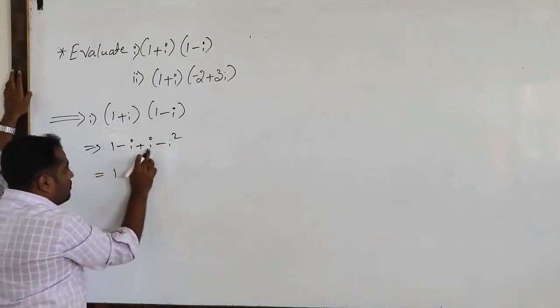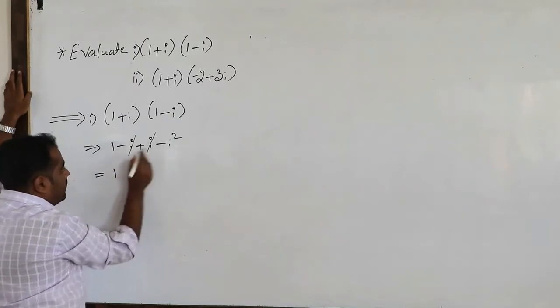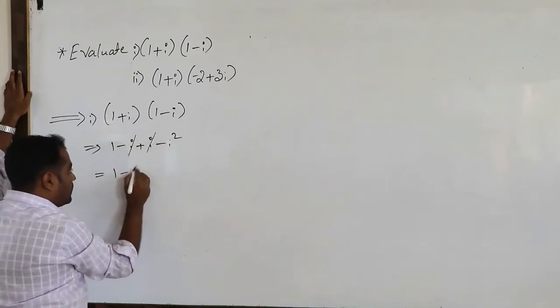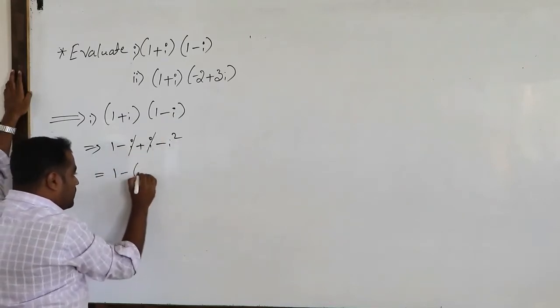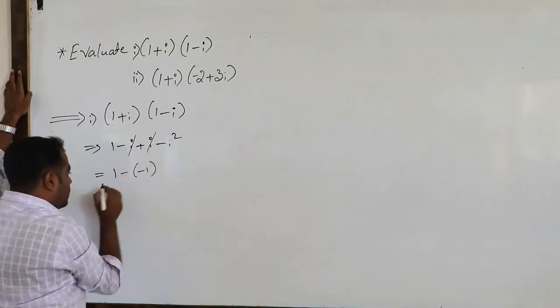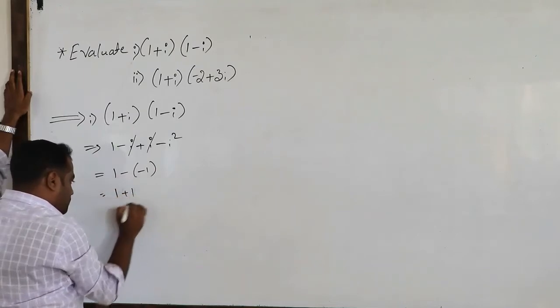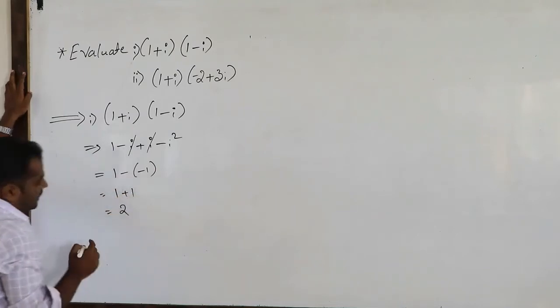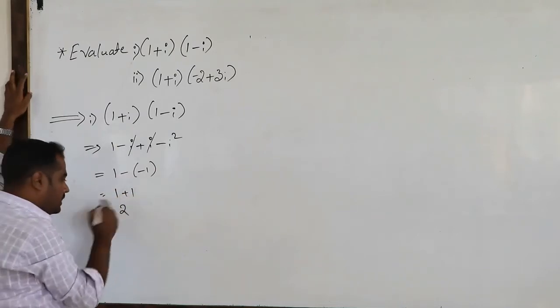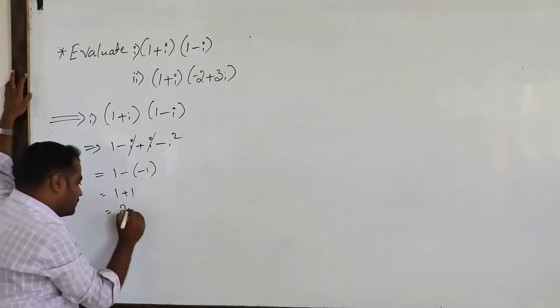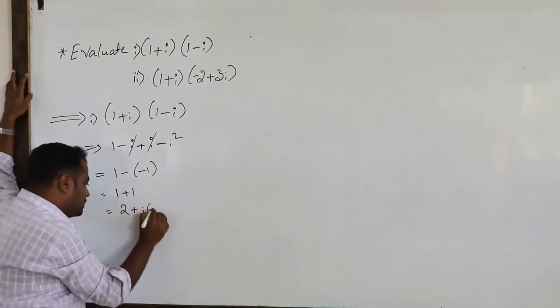1 as it is, plus i minus i cancel. i square value is minus 1, here minus as it is. So i square value minus 1, minus into minus, plus 1. 1 plus 1, 2. In the form of a plus ib, a value 2, b value 0. 2 plus i into 0.